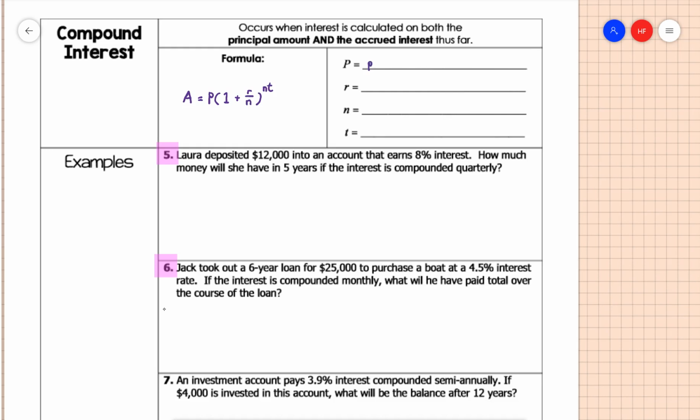So P is the principal amount, which is the initial amount. It's just another way to say it. A lot of times when we're dealing with interest, we'll call it the principal. So you'll see it as that on these problems, or you might see the initial amount. R is going to be the annual interest rate as a decimal.